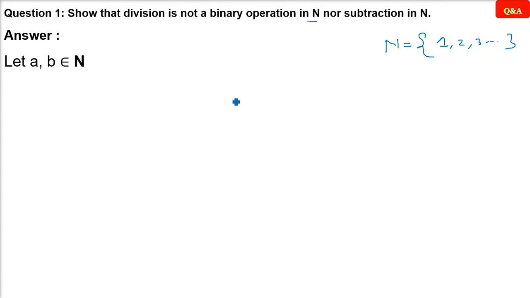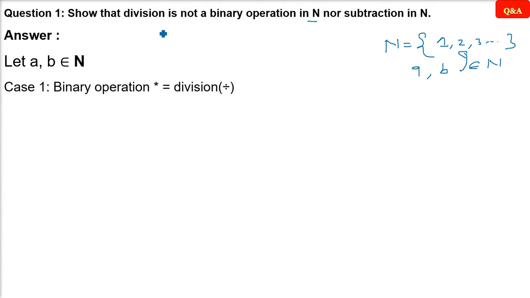So we will pick one value from the natural number set, and the other value also from the natural number set. That is, we are taking A from this set, B from this set, and whenever the operation is applied, the final value will also belong to this set if it is a binary operation. So first we'll take division. A star B should give you a value in N, that is N cross N should give you N. We are going to check it.